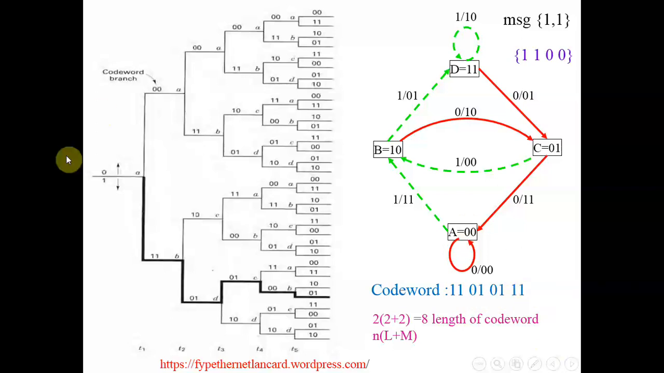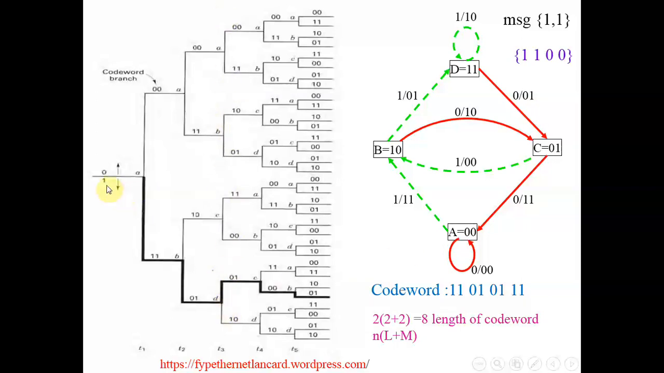And the last representation is the code tree representation. This is the code tree representation of the given encoder. You can see that there are 8 states. This is instance 1, this is instance 2, and at the third instance A, B, C, D, all the 4 states come into picture at instance 3, which is your constraint length.